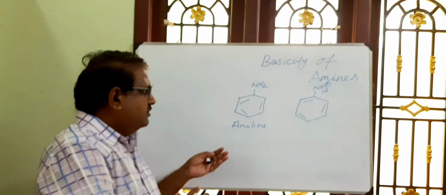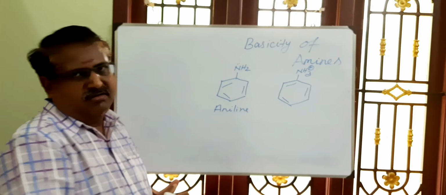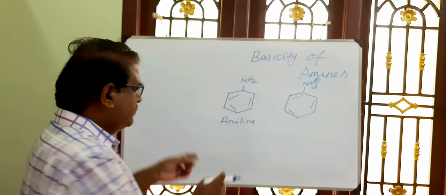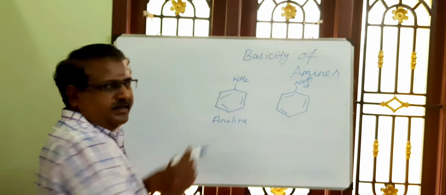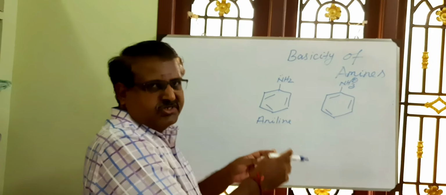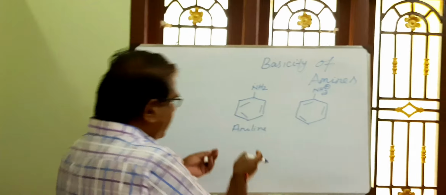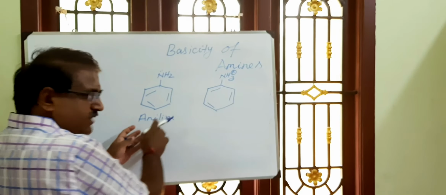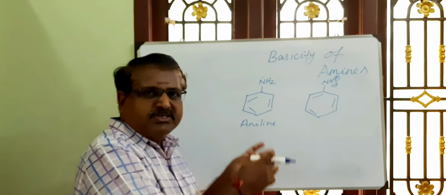So now, whether aniline is a strong base or not. In this case, we have to see the resonance structures of aniline as well as the resonance structures of the salt formed from aniline. The structure which has more resonance structures is the highly stable structure. If aniline is stable, it's going to be a weak base. If the salt formed from aniline is more stable, then aniline is going to be a strong base.